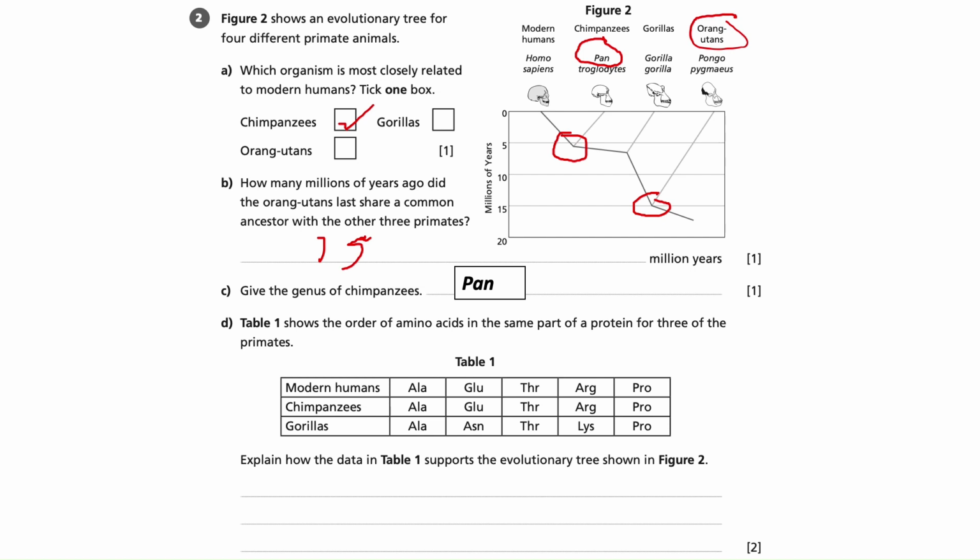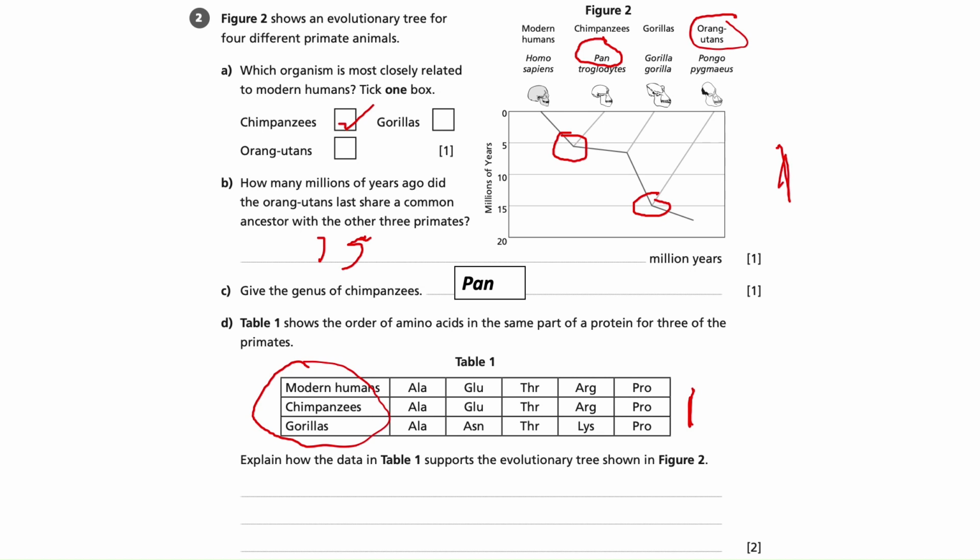Part D. Table 1 shows the order of amino acids in the same part of a protein for 3 of the primates. So we've got the 3 primates here, and then we've got the amino acid sequences in the rest of the table. Explain how the data in Table 1 supports the evolutionary tree shown in Figure 2. So what we've been asked here is to look for information in this table that supports what's shown in Figure 2 there. So what we're looking for with this is differences in the amino acid sequence.